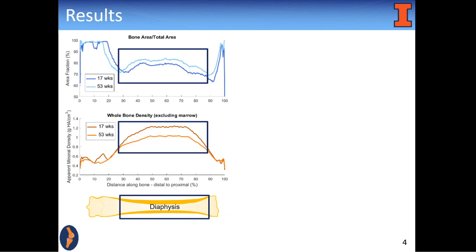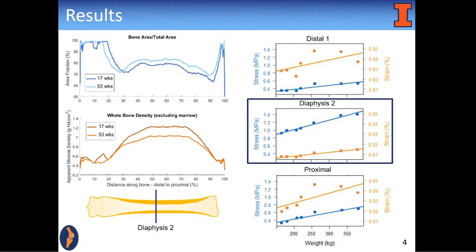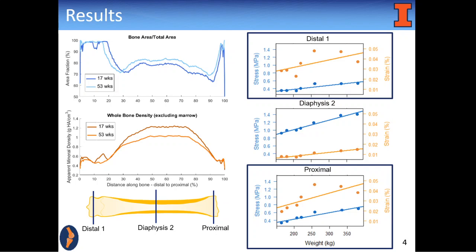We then plotted the stress and strain at specific locations across the MC3 for every time point, normalizing by the weight of the foal. We found that the highest stress was at the diaphysis 2 location, while the highest strain was found at the distal 1 and proximal locations. This indicates that these locations may be more susceptible to fracture when the horses begin training.